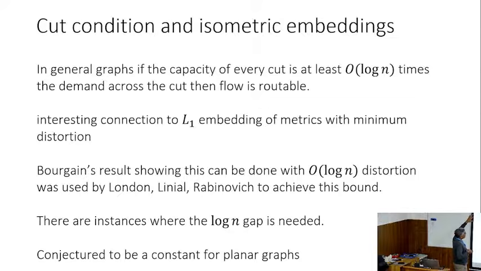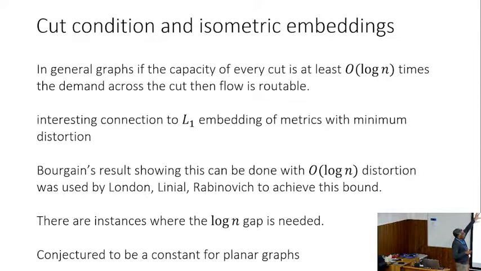So the cut condition is not sufficient for routing of flow. But if in a graph, the capacity of every cut exceeds the demand across the cut by a factor of log n, then the flow can be routed. Right? Not integral, fractional. Integral flow is much harder, so then fractional flow can be routed.